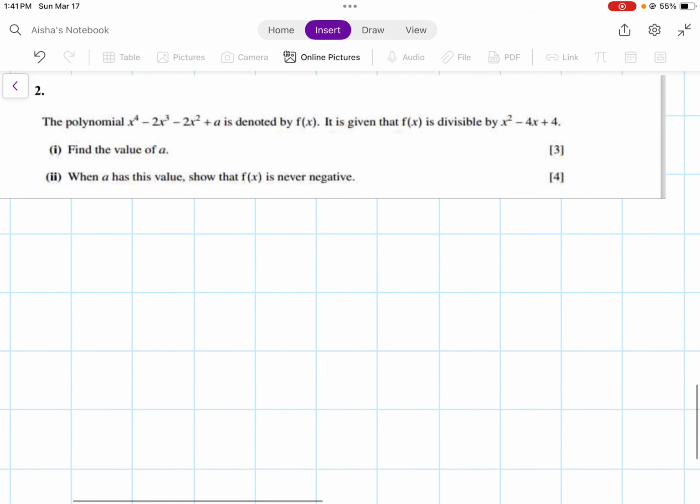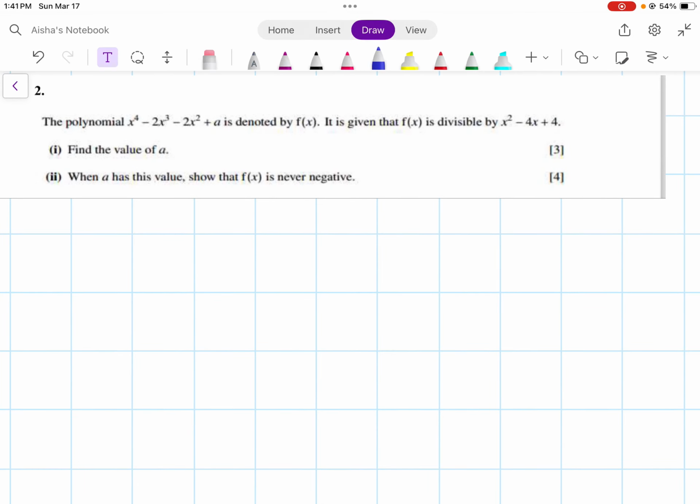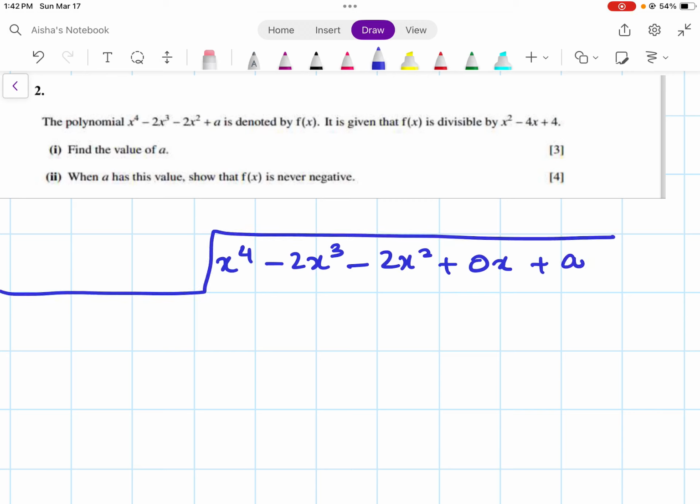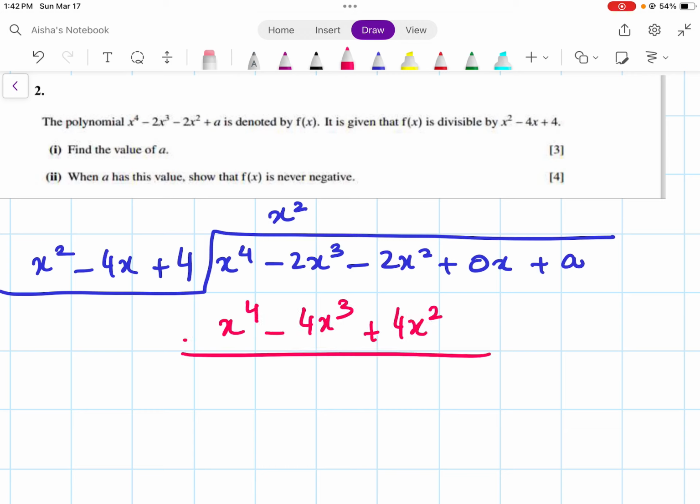The polynomial is divisible by x power 4 minus 2x cube minus 2x square plus 0x plus a. X square minus 4x plus 4. Can I multiply this by x square? So I will get x power 4 minus 4x cube plus 4x square. Changing the signs, 2x cube minus 6x square plus 0x plus a.